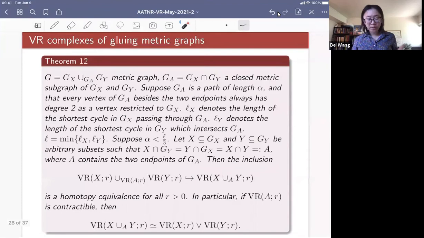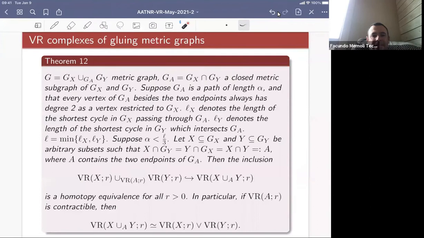Now we know this, we are going to switch to gluing metric graphs. Yeah, sorry, go ahead. Can I ask a question? Suppose that the two graphs are trees. Does your theorem imply that in that case, A could be as large as you want it to be?